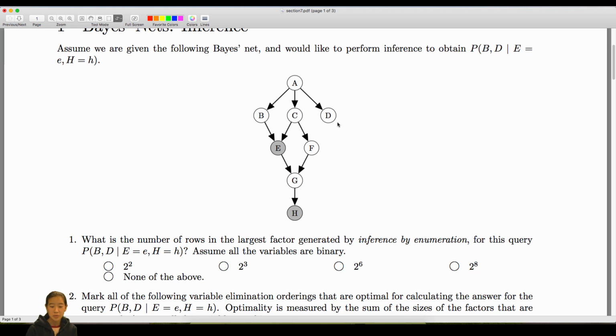When we're talking about inference by enumeration, we're usually talking about the size of the table that we are creating, or how many rows it is going to have if we have all the unobserved variables. We see that we have 1, 2, 3, 4, 5, 6 unobserved variables, 8 variables in total, but E and H are observed. So we're going to have 2 to the 6th rows because they are binary.